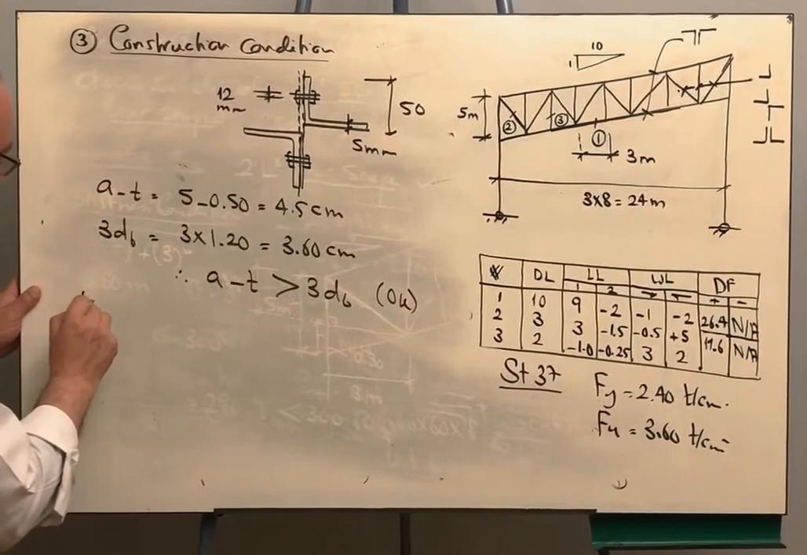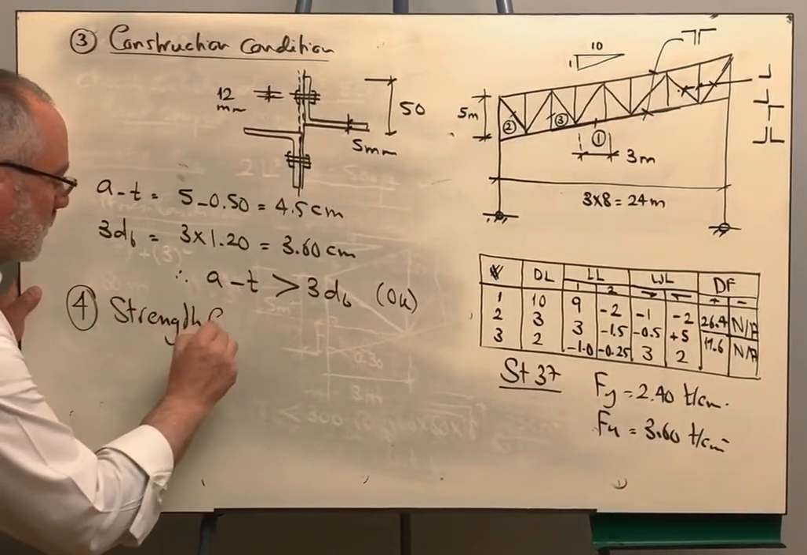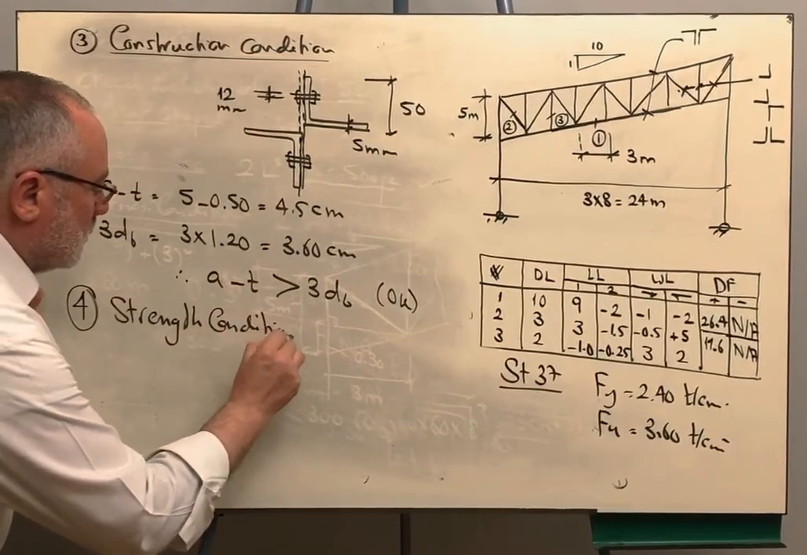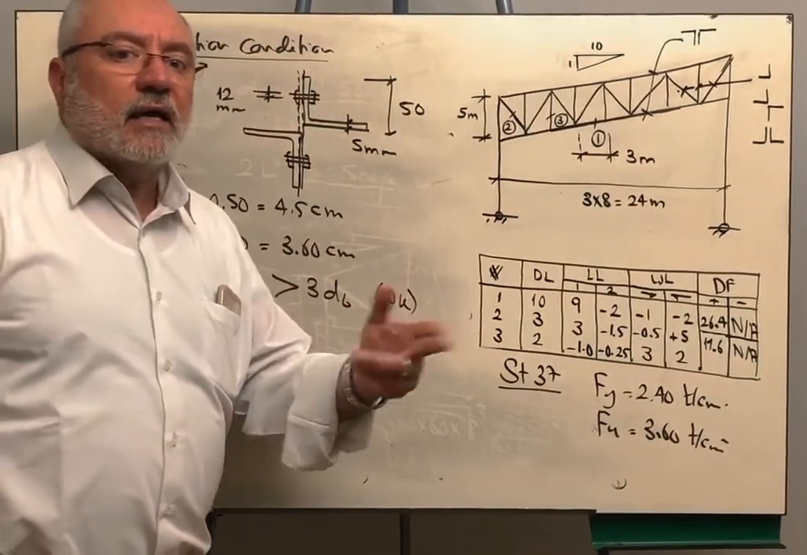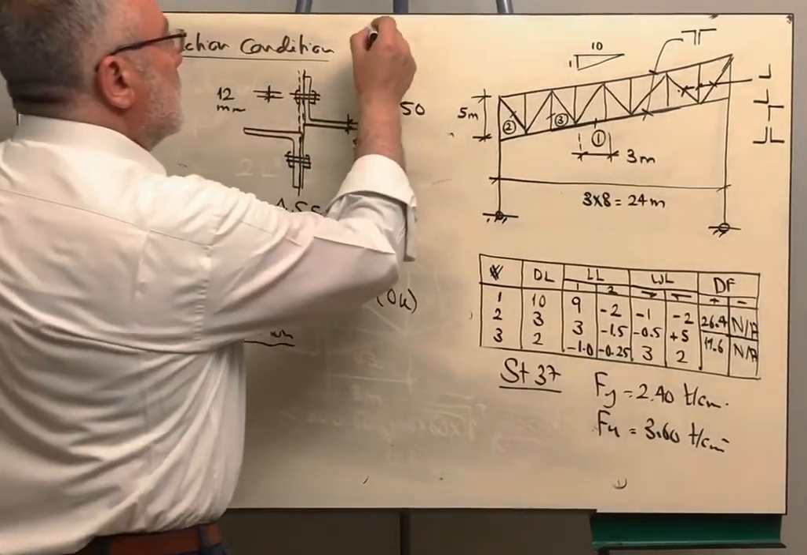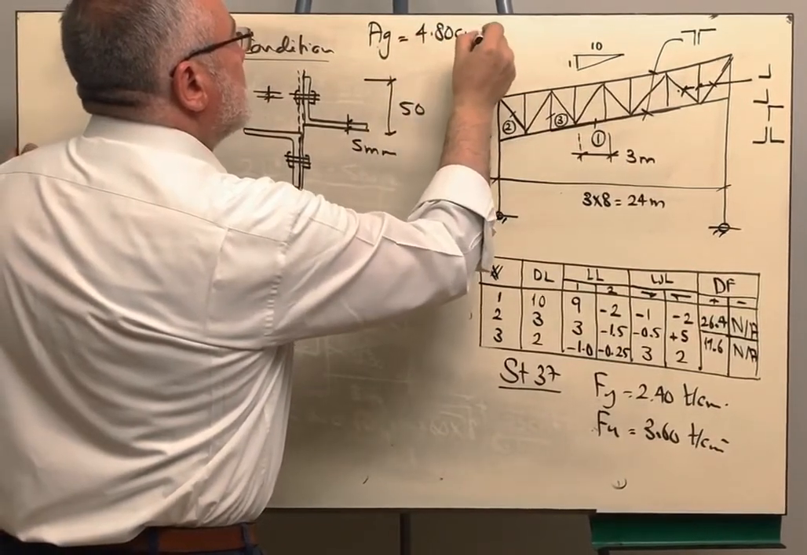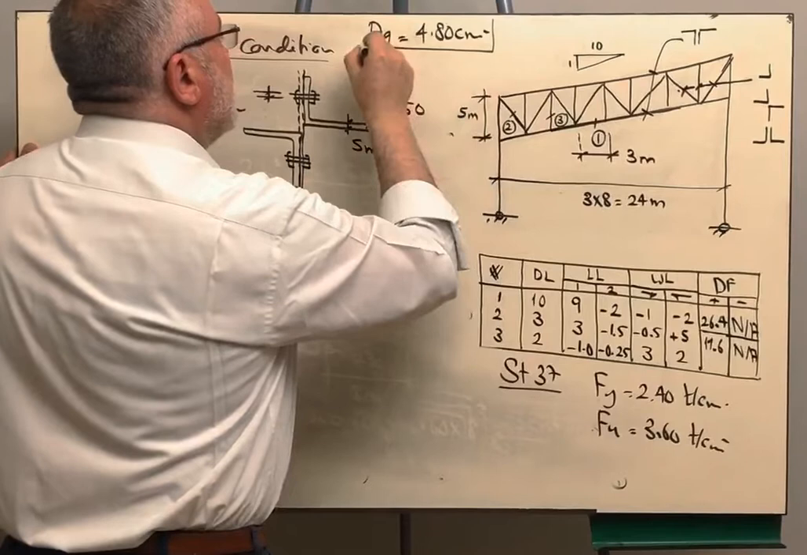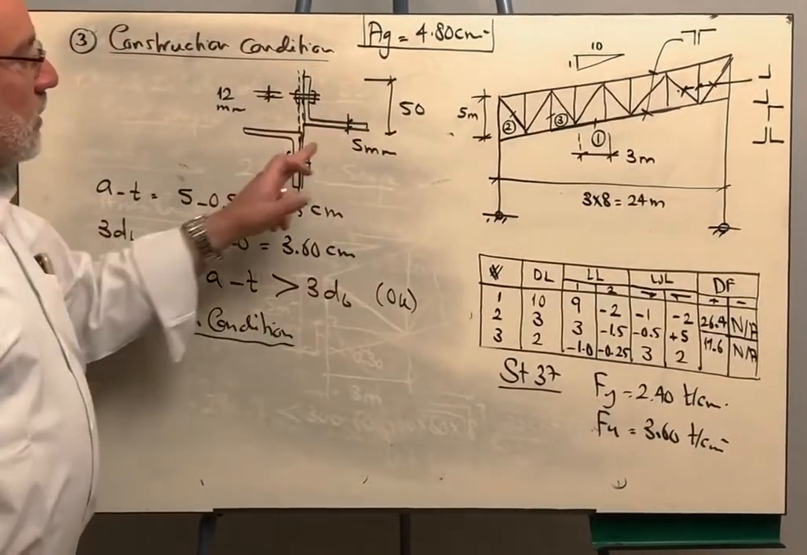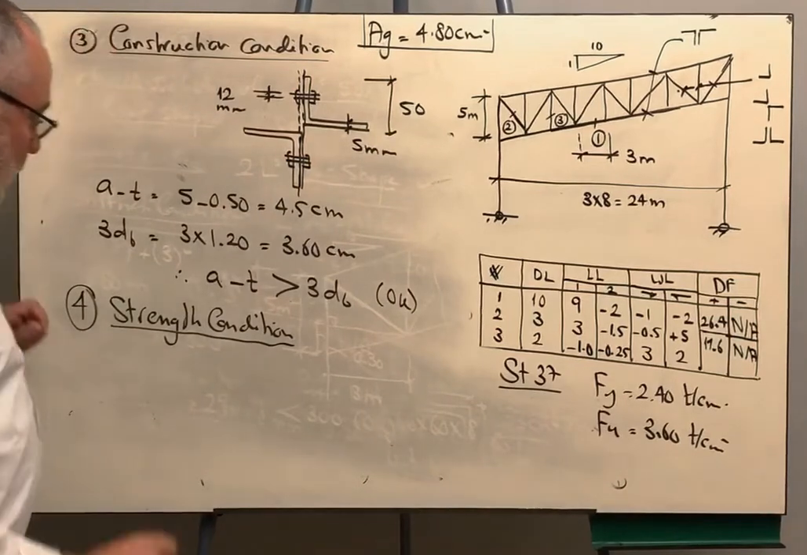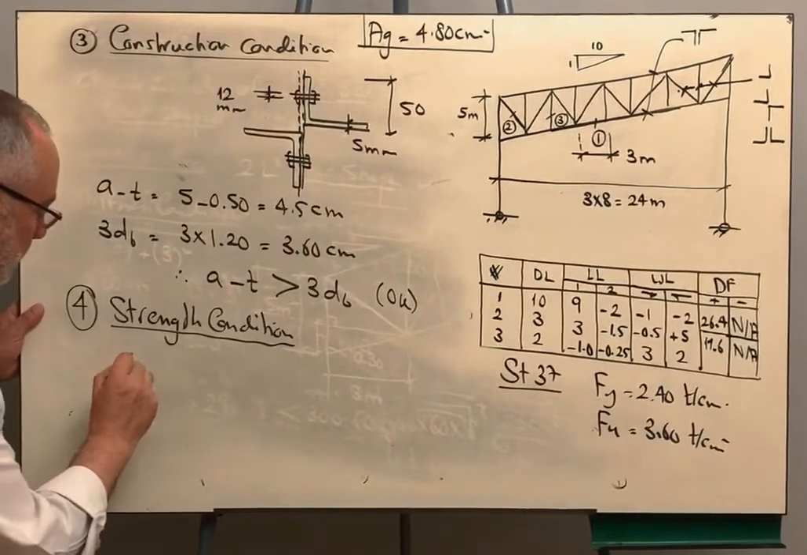The fourth condition is the strength condition. Remember, here we are not getting the area of the angle. We know that the area of the angle is 4.8 centimeter square. From where did I get this area? I got this from the table corresponding to 2 angles back to back 50 by 5. So I'm going to straightforward plug in the equation of the gross section yielding.